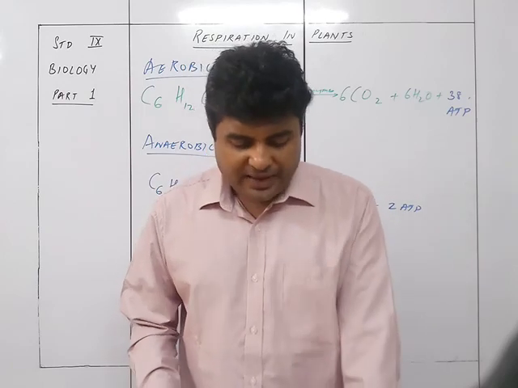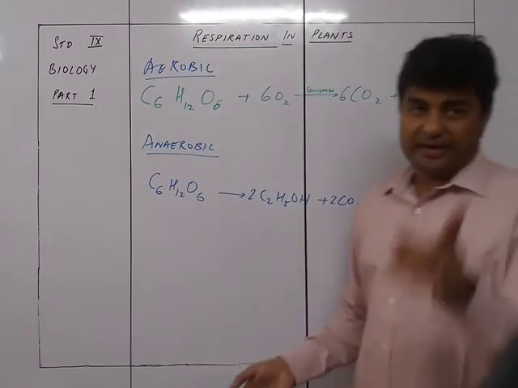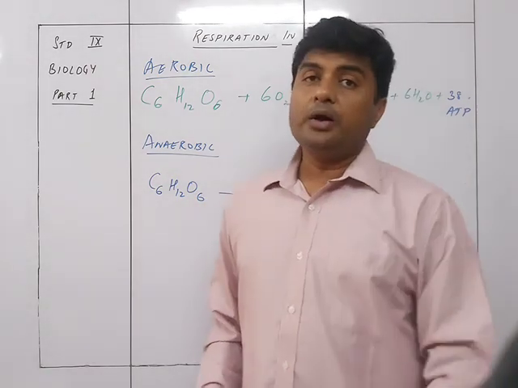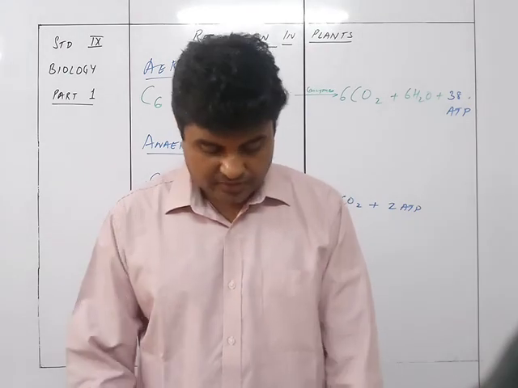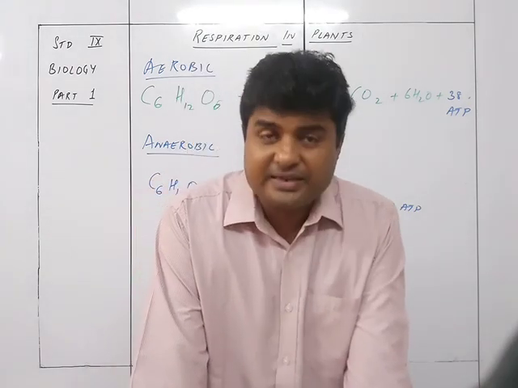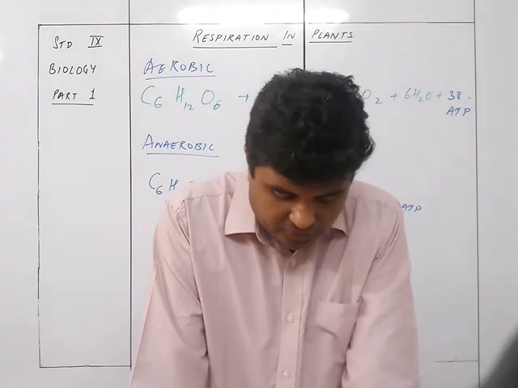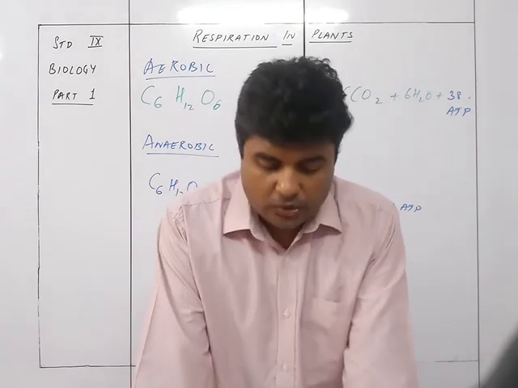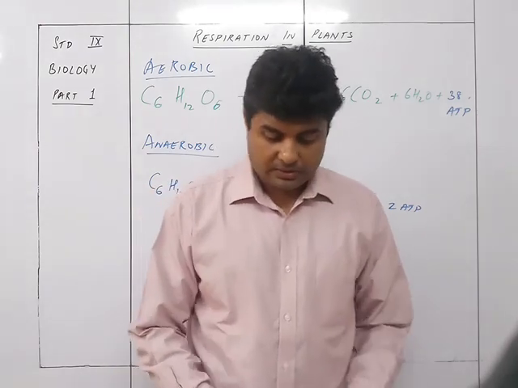One of the end products of anaerobic respiration in plants is ethanol, ethyl alcohol, whereas in animals, it is not ethanol, it is lactic acid. And finally, in plants, the process produces little heat as compared to animals. So this is about the last part.